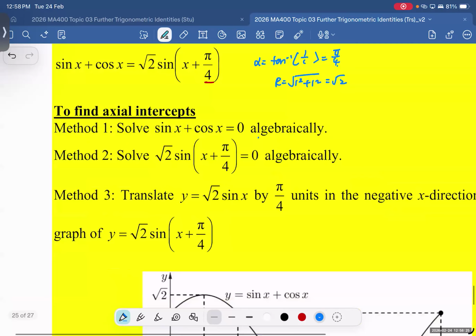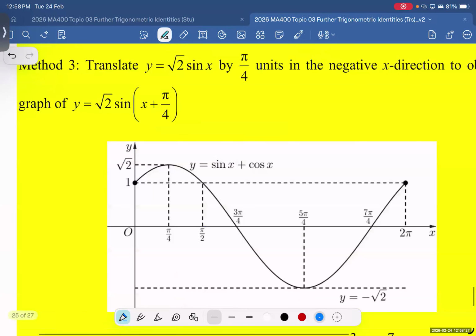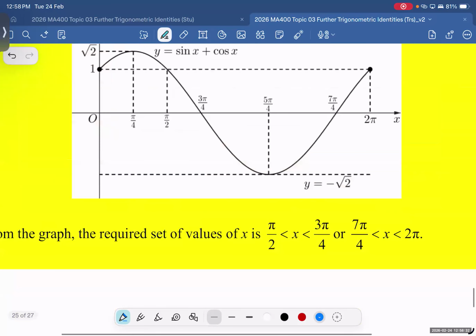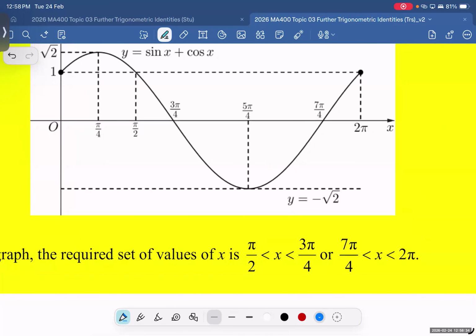We present the answer like this. You cannot do anything less than this. That's how I got it.